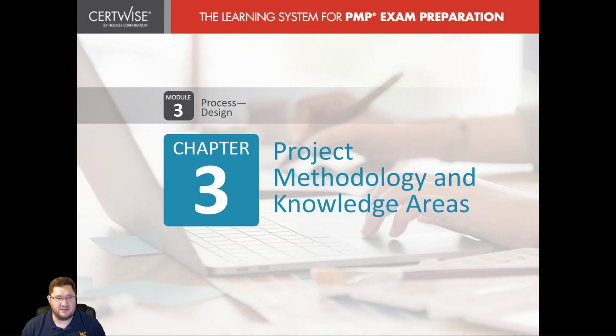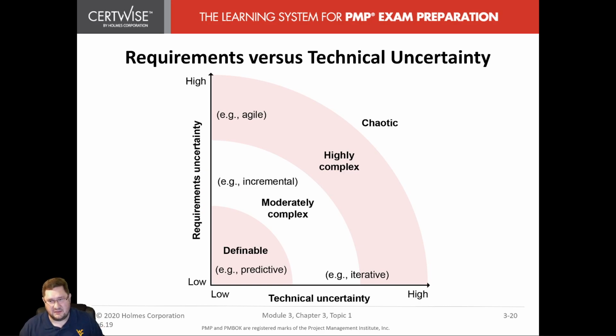Project methodology and knowledge areas. So we're now into chapter 3 of module 3. And this is when we're going to actually start diving into those 49 areas that you're going to need to know for the exam. But I'm going to give you a couple things of advice while we're doing this, that way you can get it all memorized, because it will make your exam so much easier if you can get those down.